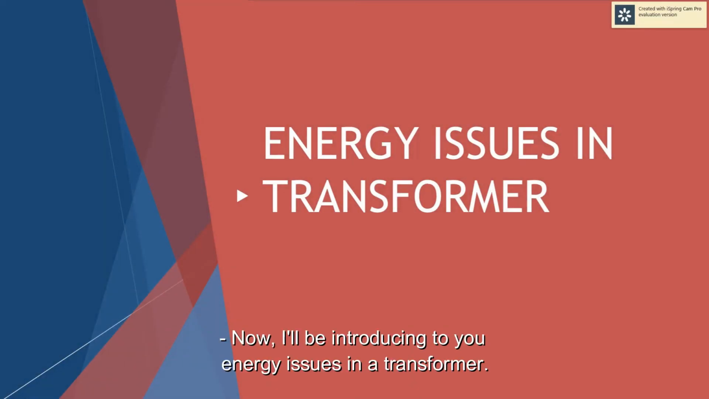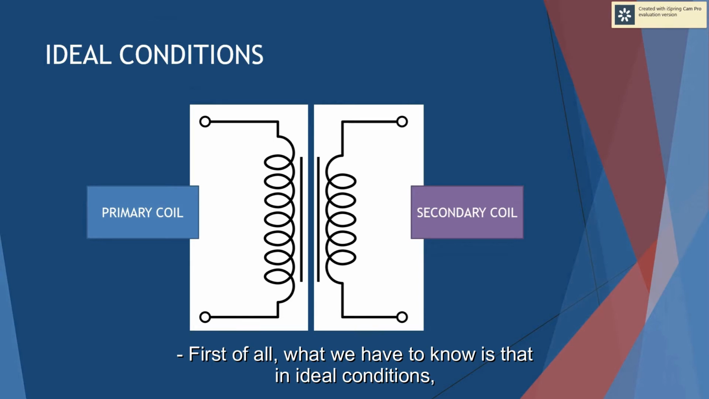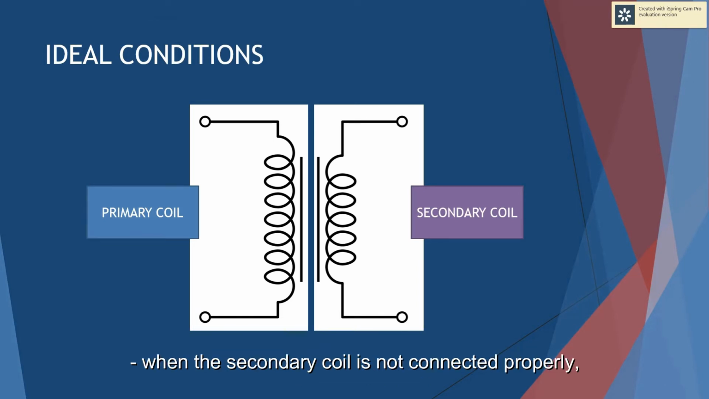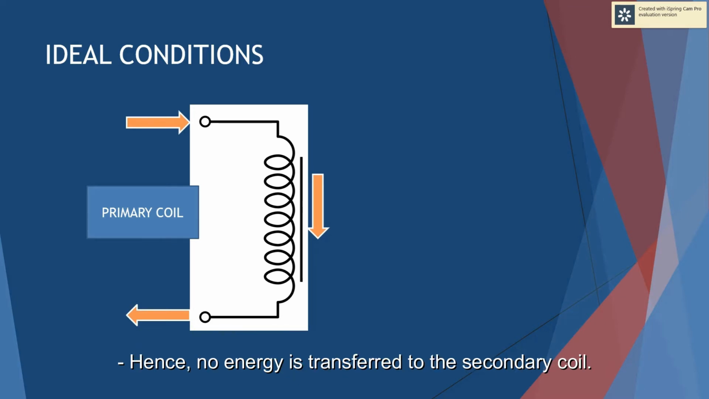Now, I'll be introducing to you energy issues in a transformer. First of all, what we have to know is that in ideal conditions, when the secondary coil is not connected properly, all the input electrical energy will be used to produce back EMF in the primary coil. Hence, no energy is transferred to the secondary coil.